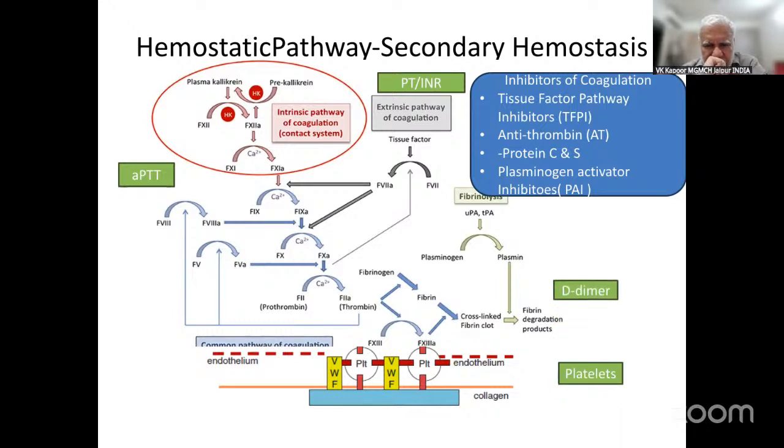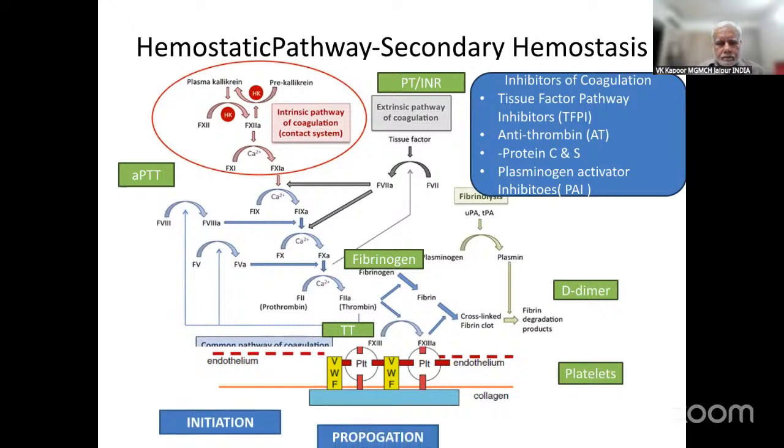Next is D-dimer, which gives an idea about fibrinolysis. Next is thrombin time, which gives an idea about the time to form thrombin in the blood. And the last is fibrinogen, which gives an idea about the fibrinogen concentration in the blood, but it doesn't tell us about the contribution of fibrinogen in the clotting process. So these tests give an idea about some part of the coagulation system, and none of them gives an idea about the whole process of coagulation, including the factors which inhibit coagulation.